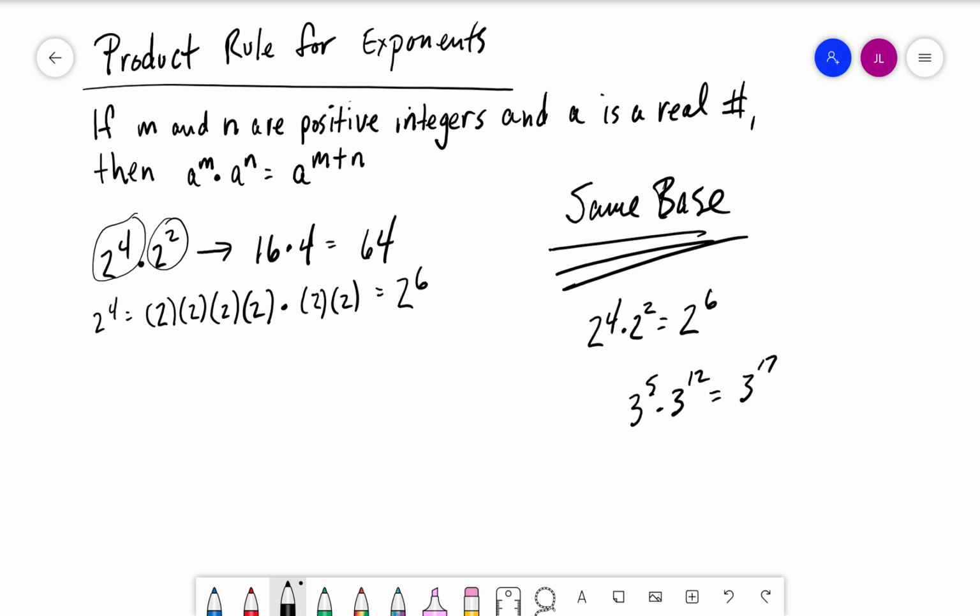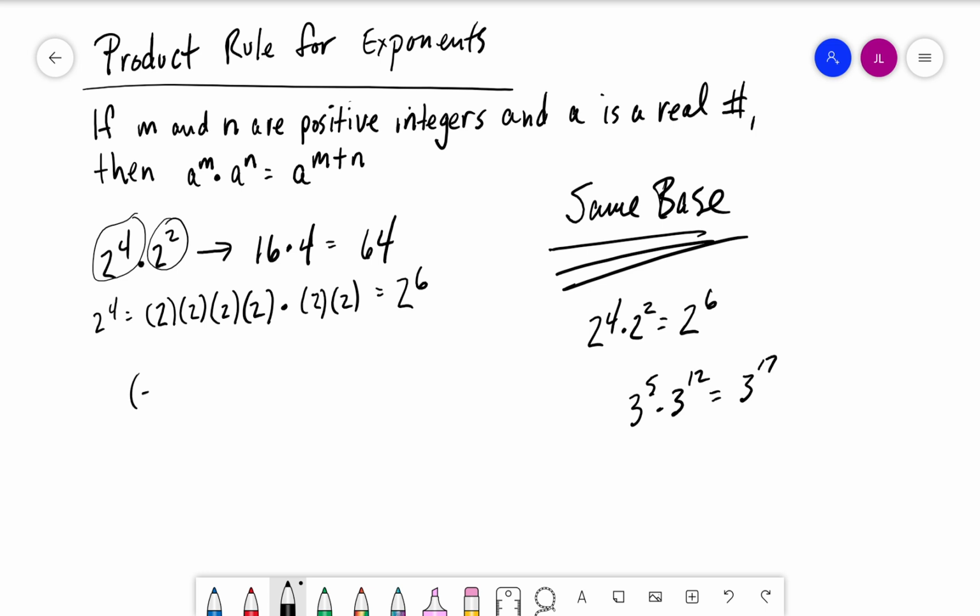So basically, the product rule is just stating that when we multiply exponential expressions that have the same base, all we need to do is add the exponents to simplify. Okay. So let's look at another. Let's do one more little problem here before we move on to the next video.